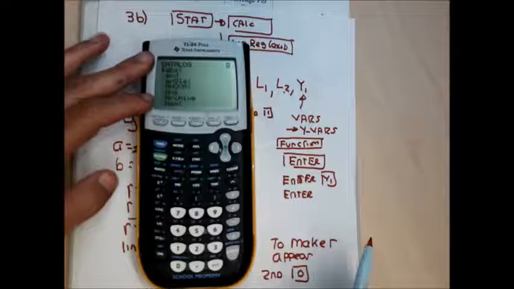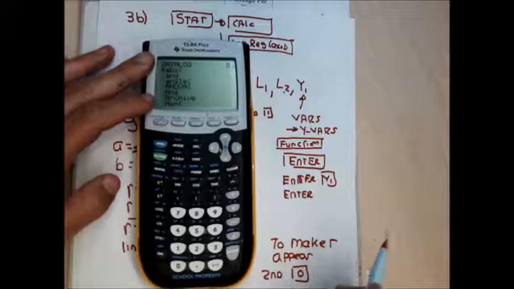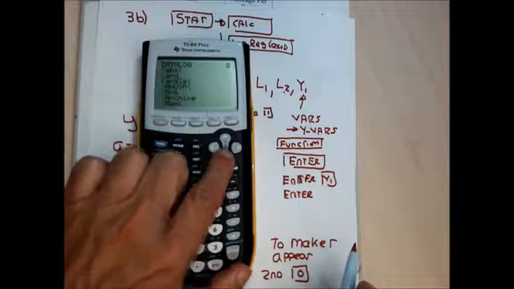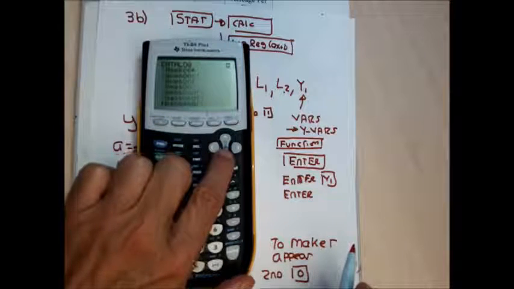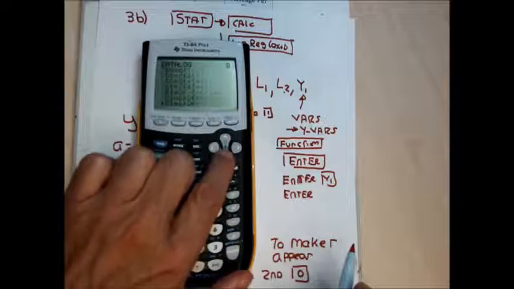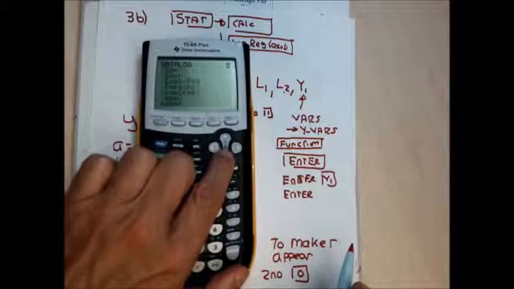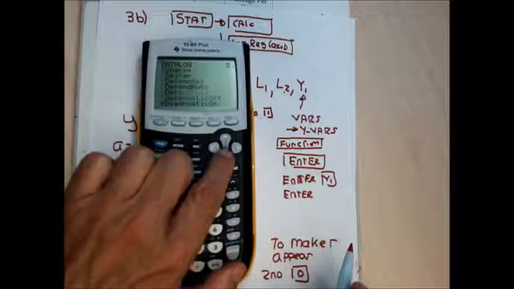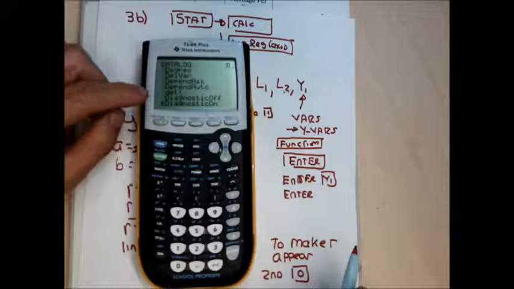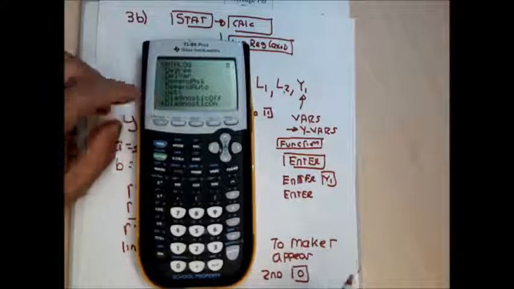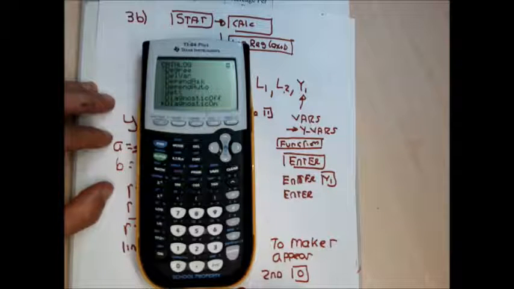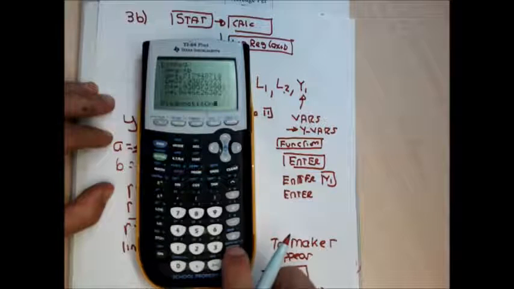And it brings me to a long, long list. I have to arrow down in this list for a long, long time. Eventually, I'll get to diagnostics on. There it is. Right now, if you didn't get an r, your diagnostics is off. You're just going to arrow over to diagnostics on, and hit enter twice. I'll go enter and enter.